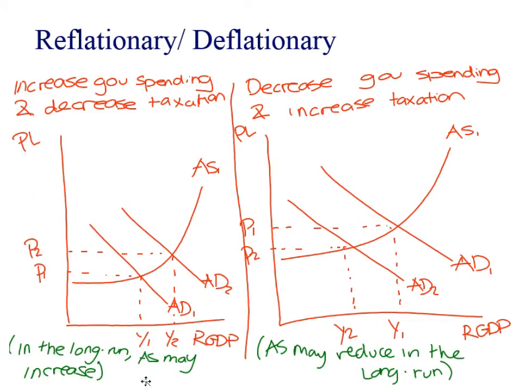And we may have long-run effects as well, because we may affect investment in our economy. So reflationary fiscal policy may increase aggregate supply as well in the long run, and it might decrease aggregate supply in the long run if you use deflationary fiscal policy. But what we need to be able to do is explain why this happens. Why does that happen?